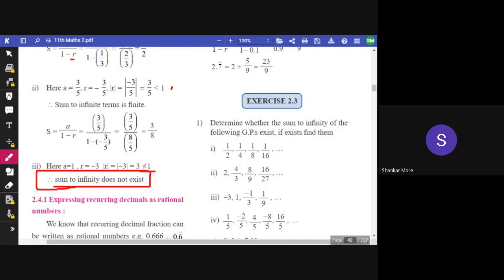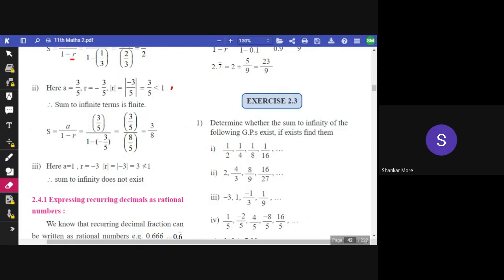Okay, so I hope you have understood that condition. If the value of mod of R is less than 1, then the sum of infinite terms is finite. Okay, don't get confused. The sum of infinite terms is a finite value. I hope you have understood this, all of you.